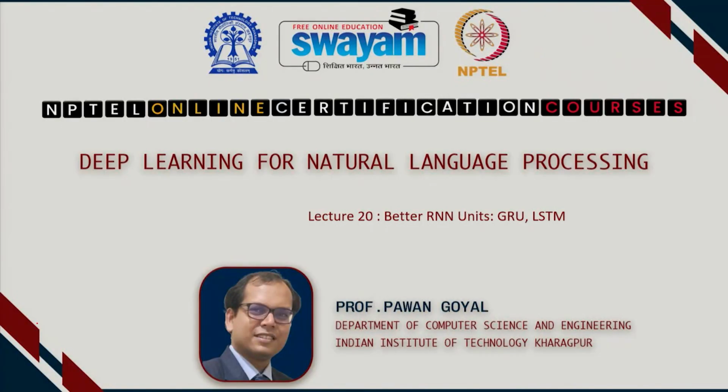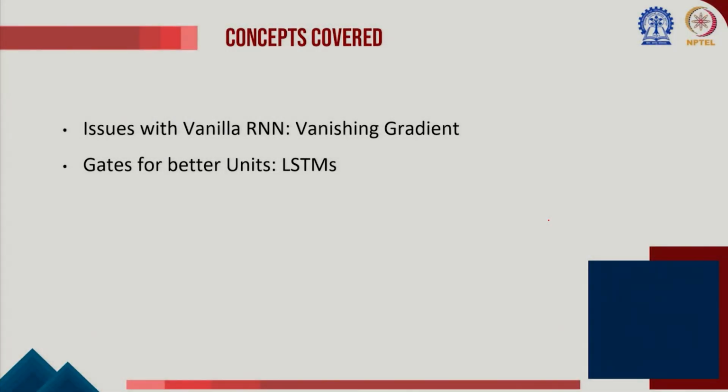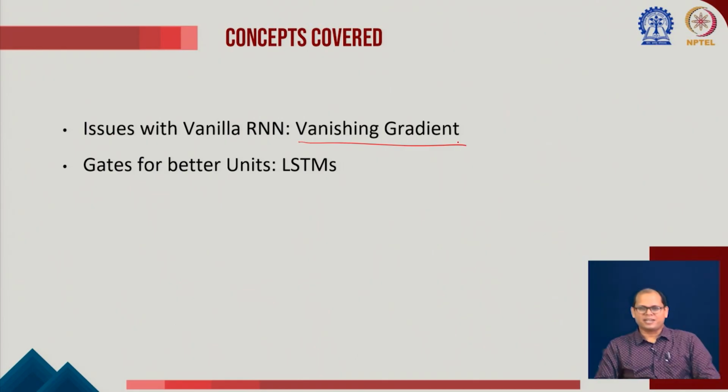So welcome back. We are in our last lecture of week 4, where we will try to talk about better RNN units. Typically, better units that have been proposed are GRU and LSTMs, and we will focus mainly on LSTM in this particular lecture. We will first talk about what the issues are with vanilla recurrent neural networks, specifically the vanishing gradient problem, and then how you use gates to get better RNN units.